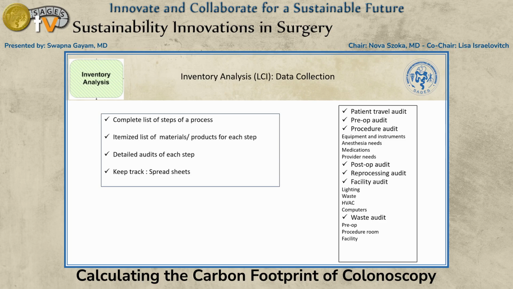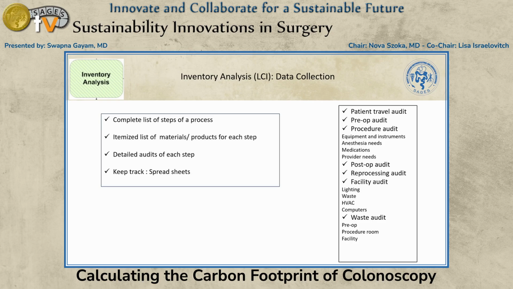And then the next is life cycle inventory or data collection. In my opinion, this is the hardest step, and there are 2 steps to it. One is you create audits in your unit, for example, like we accounted everything from patient travel to the waste audits. And this requires literally sorting through waste. And you won't imagine the number of gloves I've seen in trash cans. And by the way, I'm called the trash lady of my endoscopy unit.